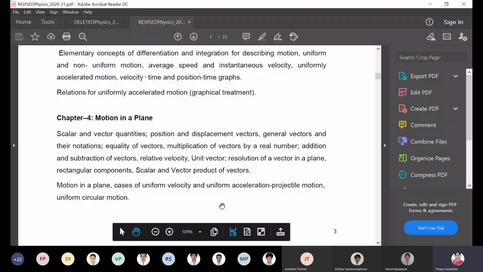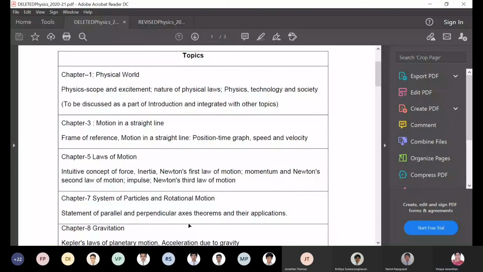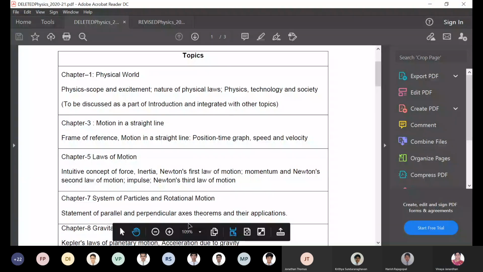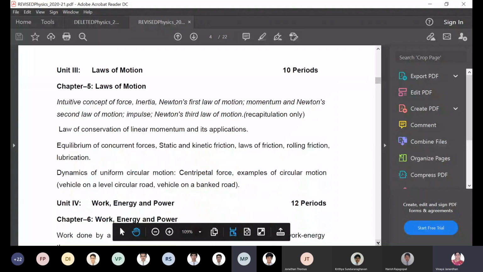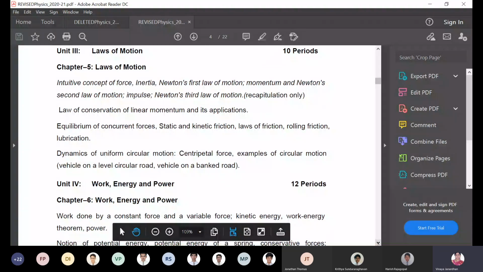If you want to go for the deleted portion, nothing is deleted in motion in a plane. So you need not worry about it. Okay, fine. Now, laws of motion.